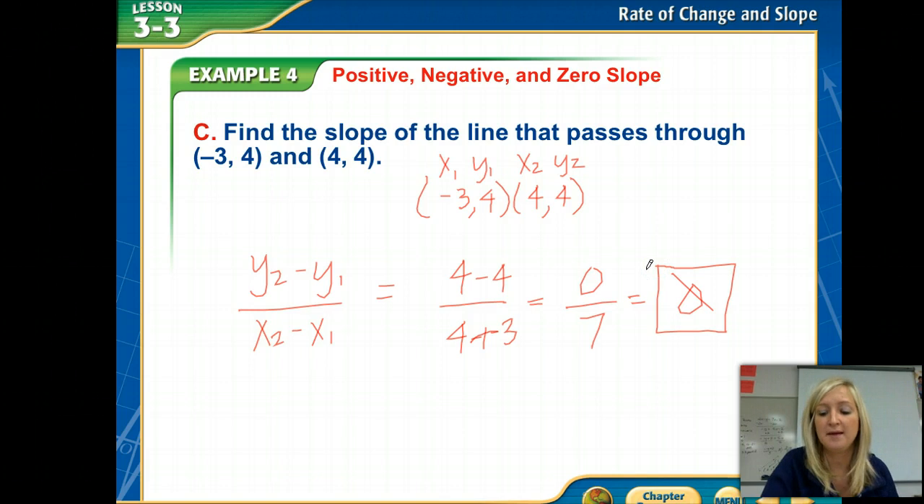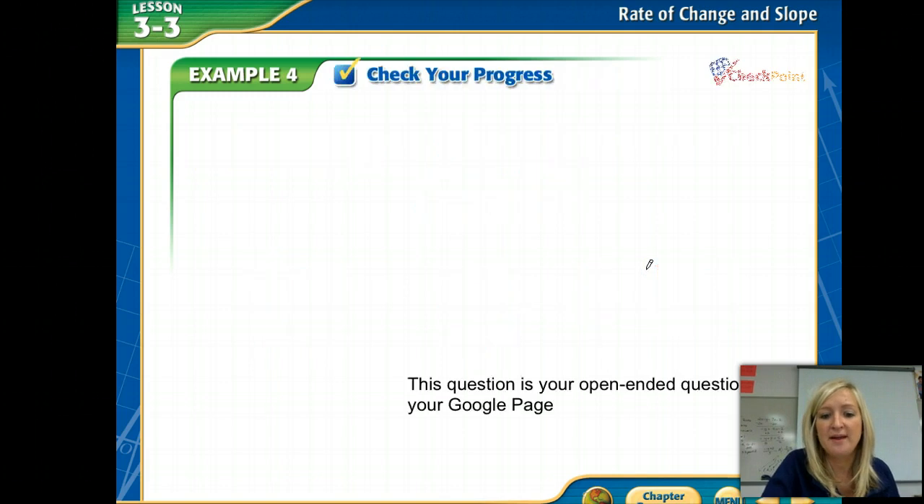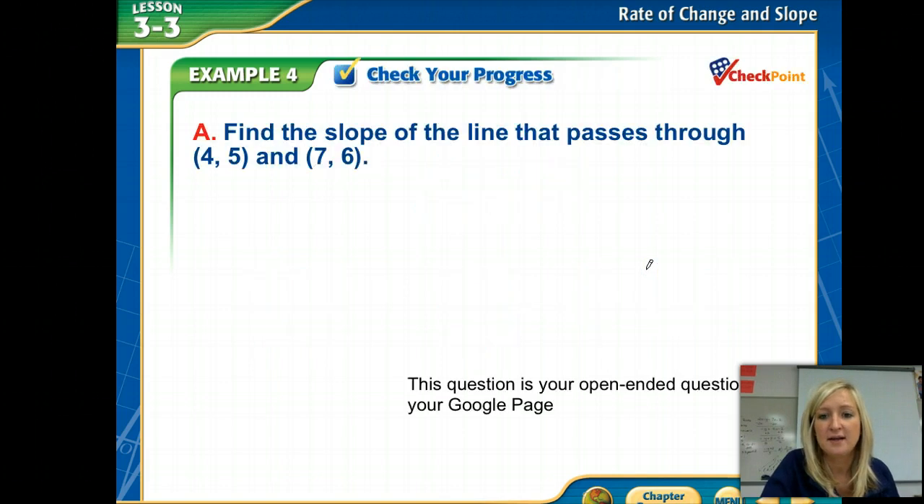Okay? So with that being said, this is the open-ended question on the Google page. So take a minute to pause the video and see if you can find the slope of this line, just like we did in the previous examples.